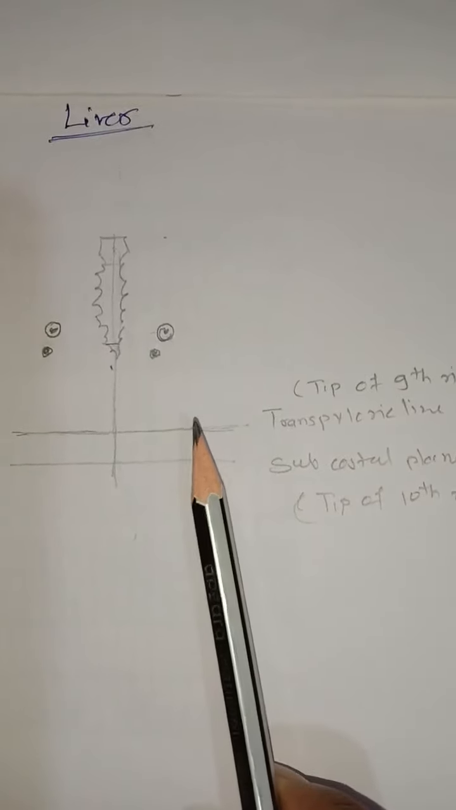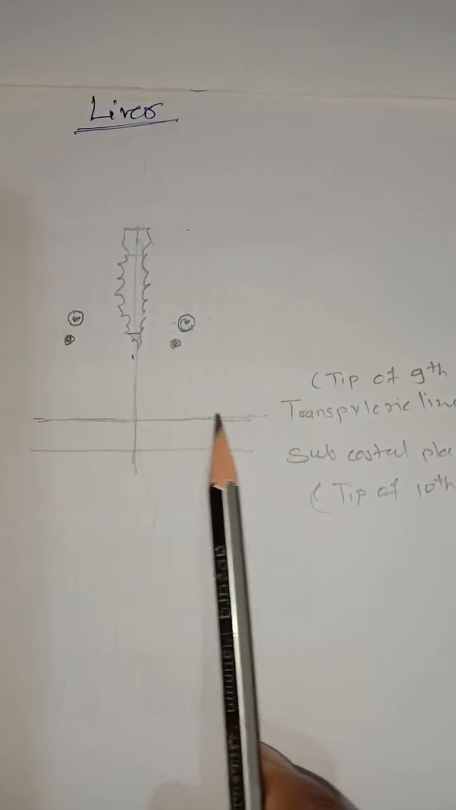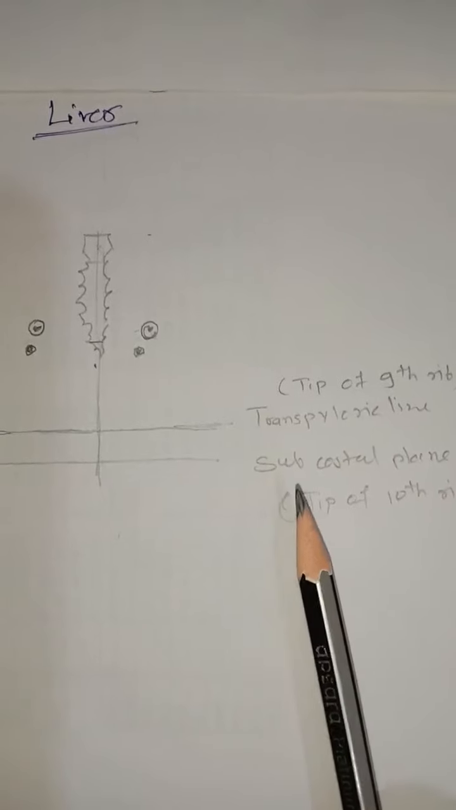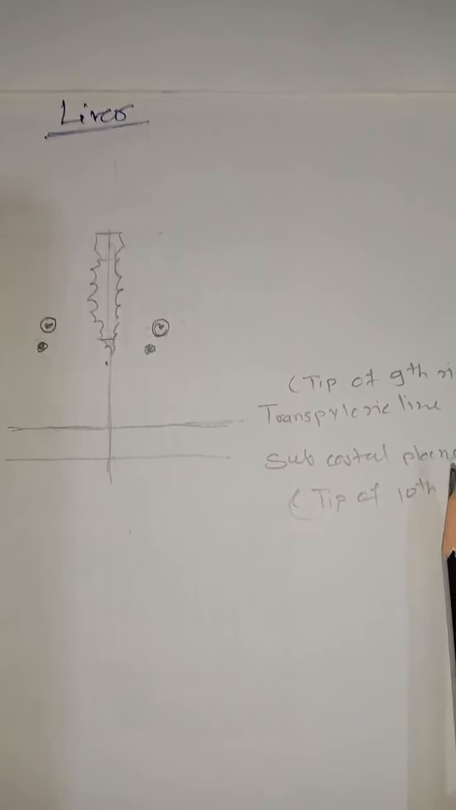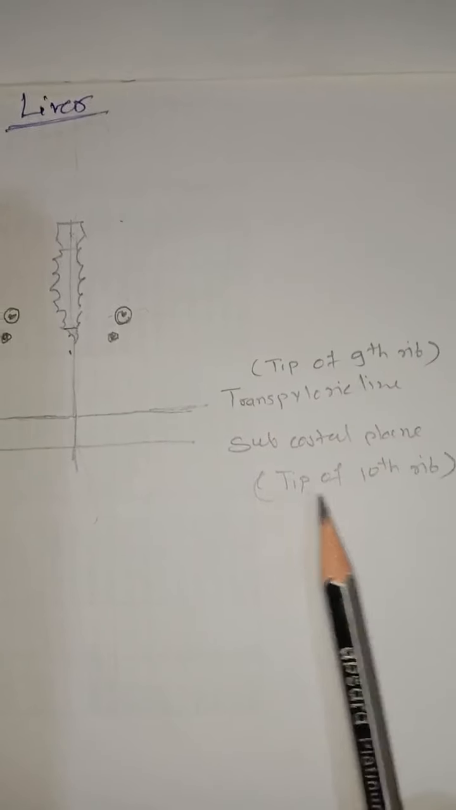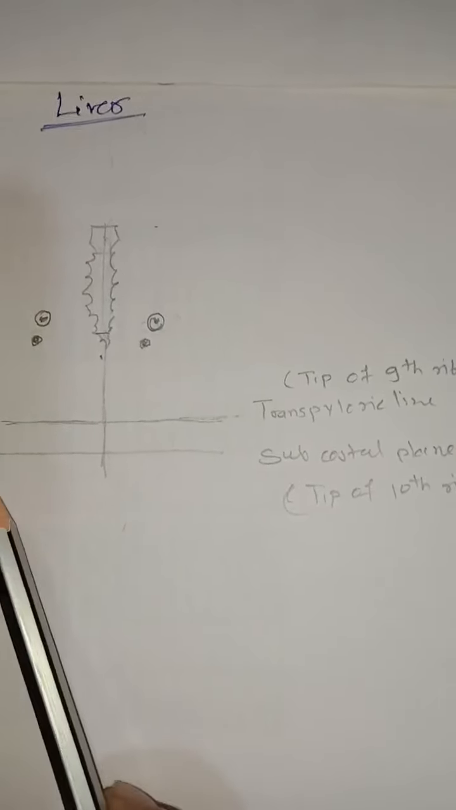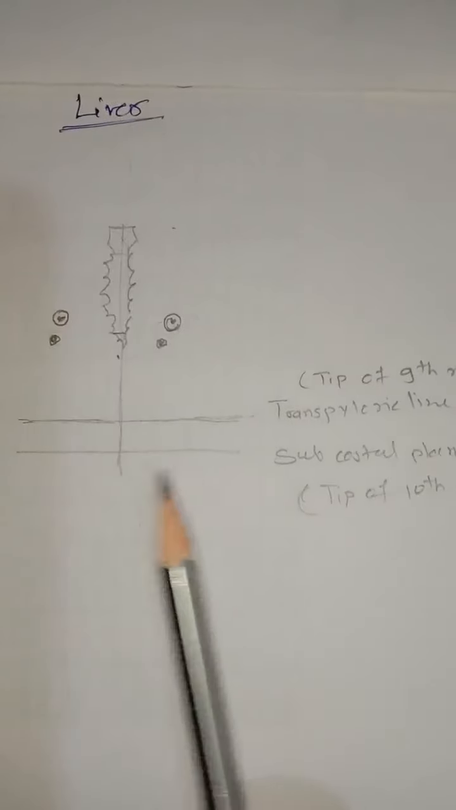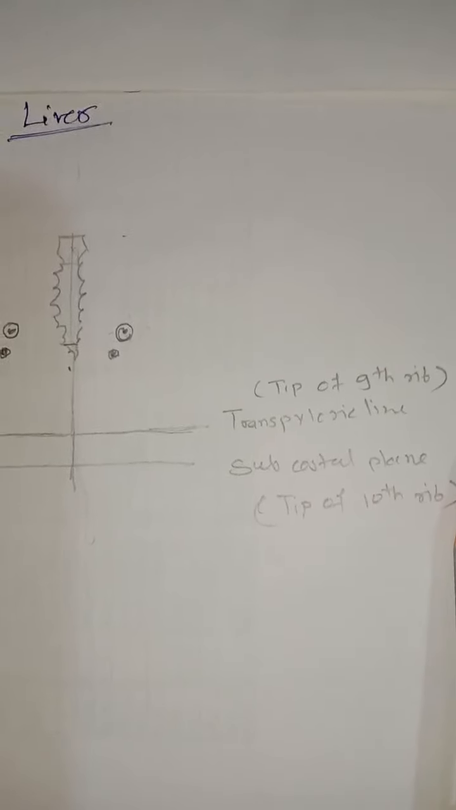So here the ninth rib is present, and from the tip of the ninth rib on both sides we should draw the transpyloric line. The second one is the subcostal plane. The subcostal plane should be drawn at the tip of the 10th rib. So here the tip of the 10th rib is present on both sides. So take the point and draw the plane, that is the subcostal plane.